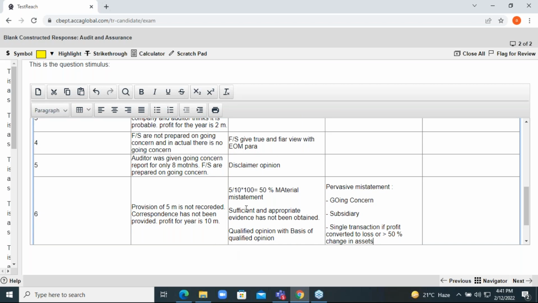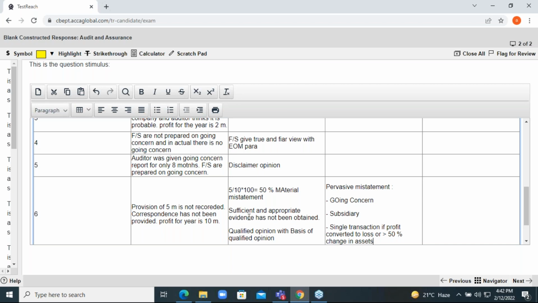Now in this example, it is 50%. It is not a going concern issue. It is not a subsidiary. It is a provision issue. Provision is a single transaction. So it is 50% of profit. It is not converting profit into loss. So it is not pervasive. It is a material misstatement. Simple as that. Umar, I think it would be clear.